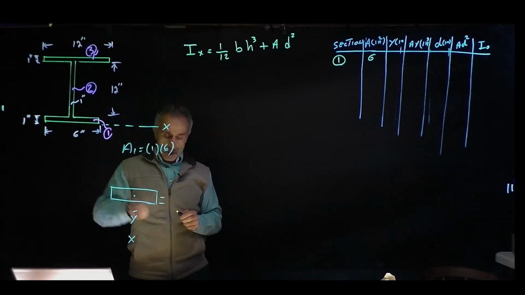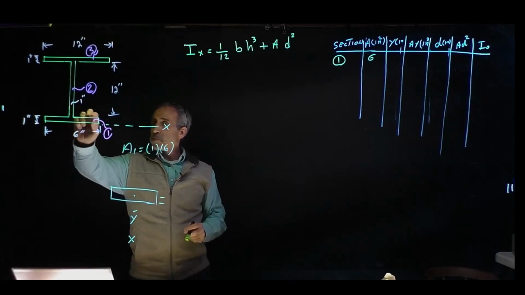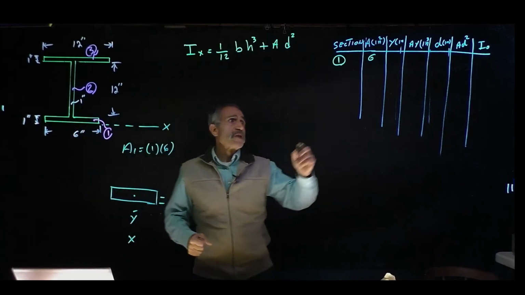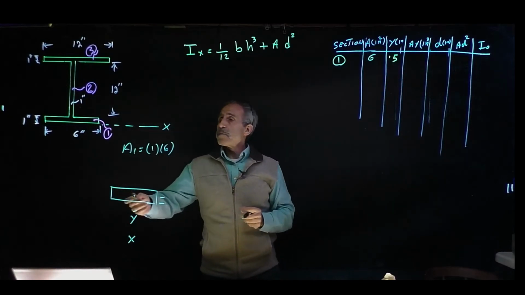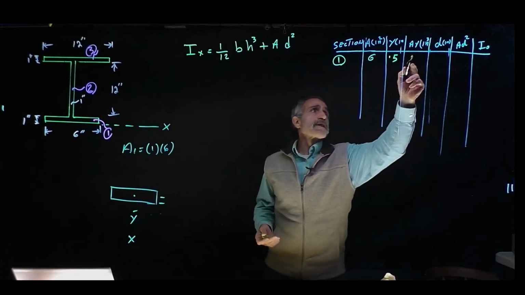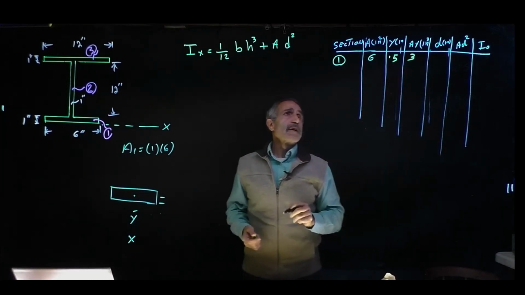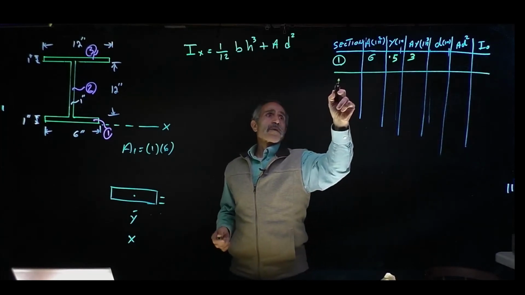And the center of this shape is going to be right here. This is 1 inch, therefore it's going to be 1/2 inch. So I'm going to have 0.5 right there. And A times y is basically the area times y: 6 times 0.5, and that's 3 cubic inches. All right, so let's leave it like that. We'll come back and fill the other ones in. I'm going to go to shape number 2.